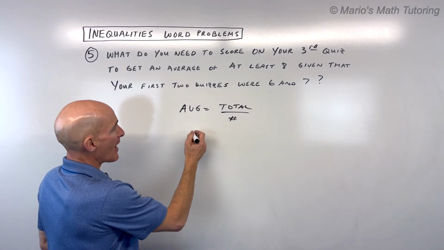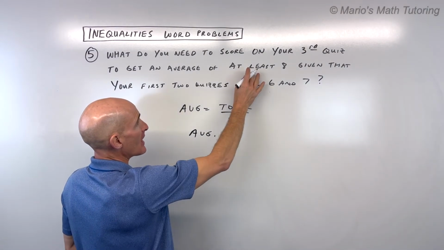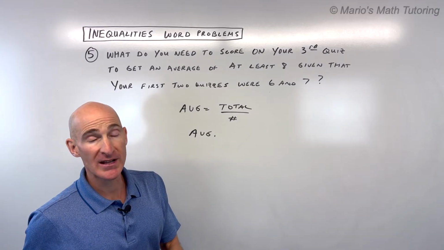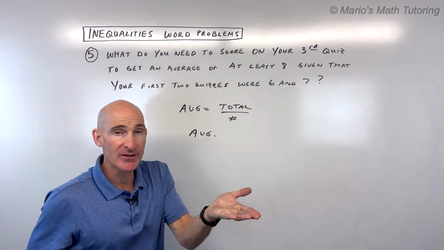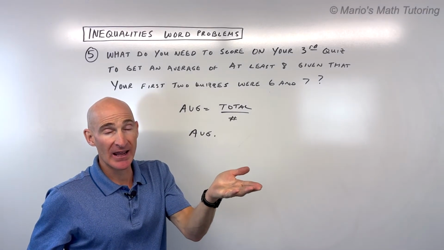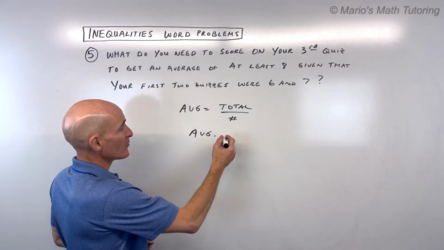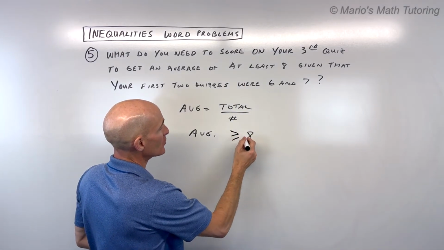So we want our average to be at least 8. Now again, we talked about at most. Now at least means that much or more, right? So if you want to score at least an 8, you want an 8 or a 9 or a 10. You know, 8 is the lowest or higher, right? So we really want our average to be greater than or equal to 8.